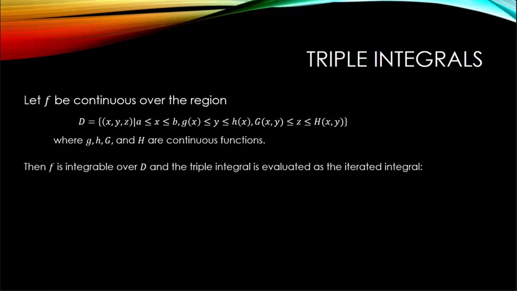In this case, f will be integrable over D, and the triple integral is evaluated as the iterated integral, where the triple integral over D of f of x, y, z dV will be equal to the integral from a to b of the integral from g of x to h of x of the integral from capital G of x, y to capital H of x, y of f of x, y, z dz dy dx.